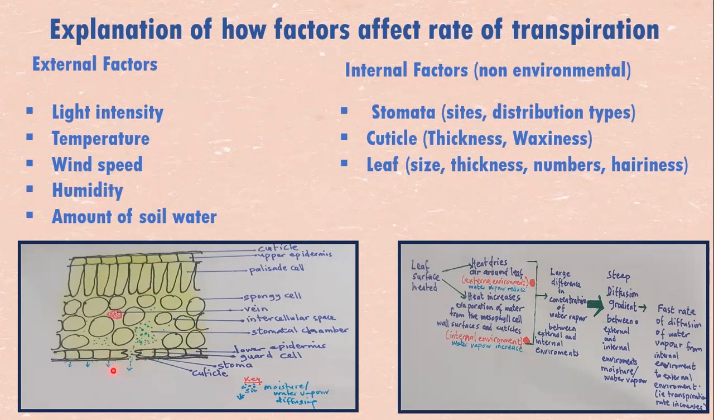If humidity decreases in the environment, the air here will dry. Large differences in concentration of water vapor between the internal environment and the external environment, and so steep diffusion gradient between the two, fast rate. It is the same terminologies, the same explanation for all these. Well, when we look at the adaptations in our next lesson, we'll be able to explain these better and faster. So we meet in our next lesson to look at how the plant is adapted to reduce transpiration.